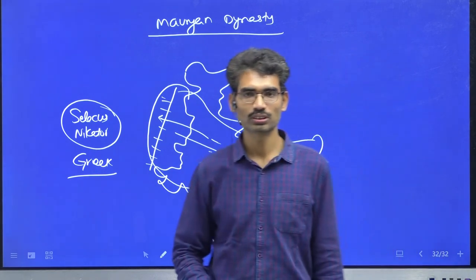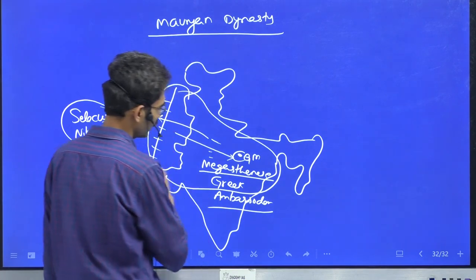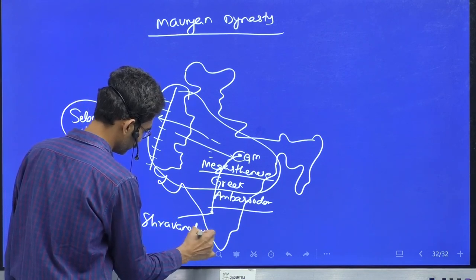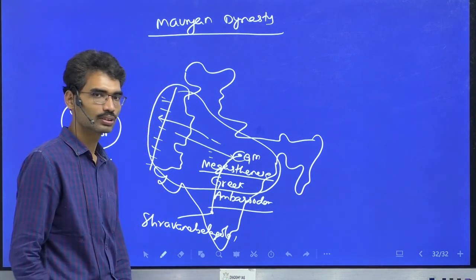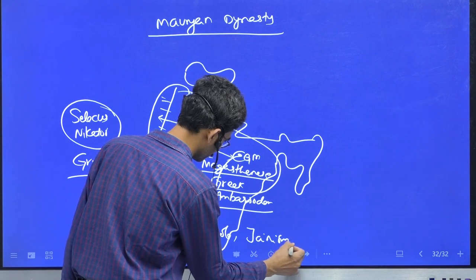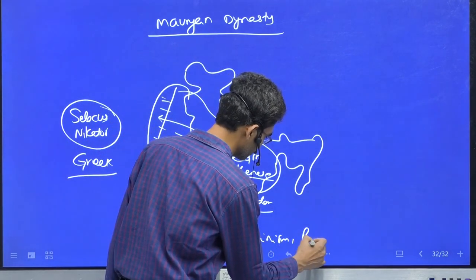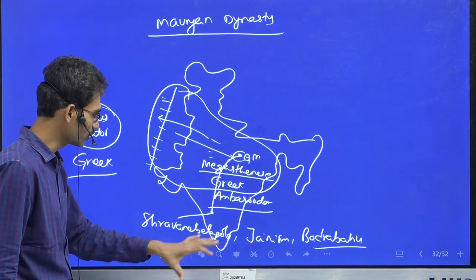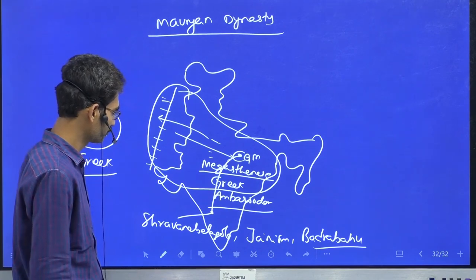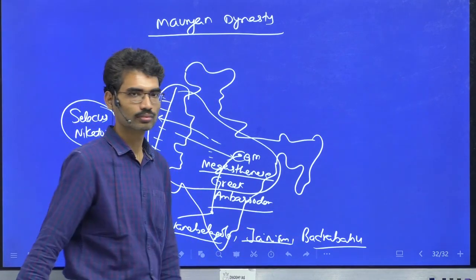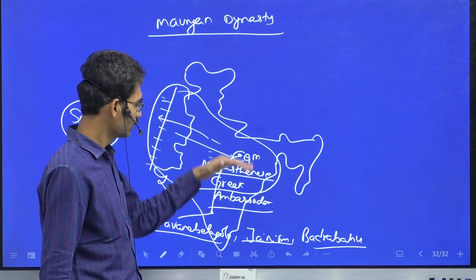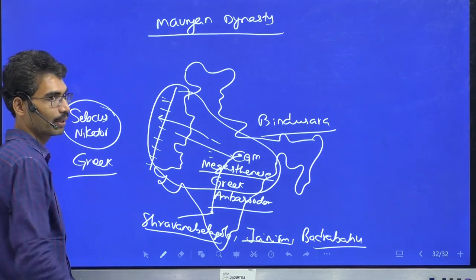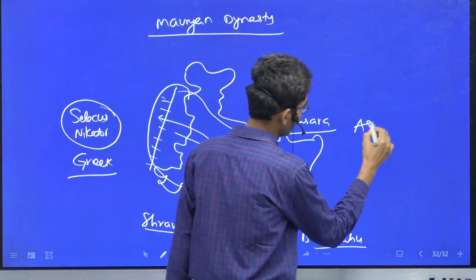And in the end of his rule, Chandragupta Maurya, he left his kingdom. Finally, he came to Shravana Belagola, where he performed Sallekana, Jainism, under leadership of Bhadrabahu. So Bhadrabahu and Chandragupta Maurya came down to Shravana Belagola, present day Karnataka region, Mysore region, where he performed Sallekana and left this world. Chandragupta Maurya. After that, Bindusara maintained good relations with neighboring countries, and after that Ashoka comes.